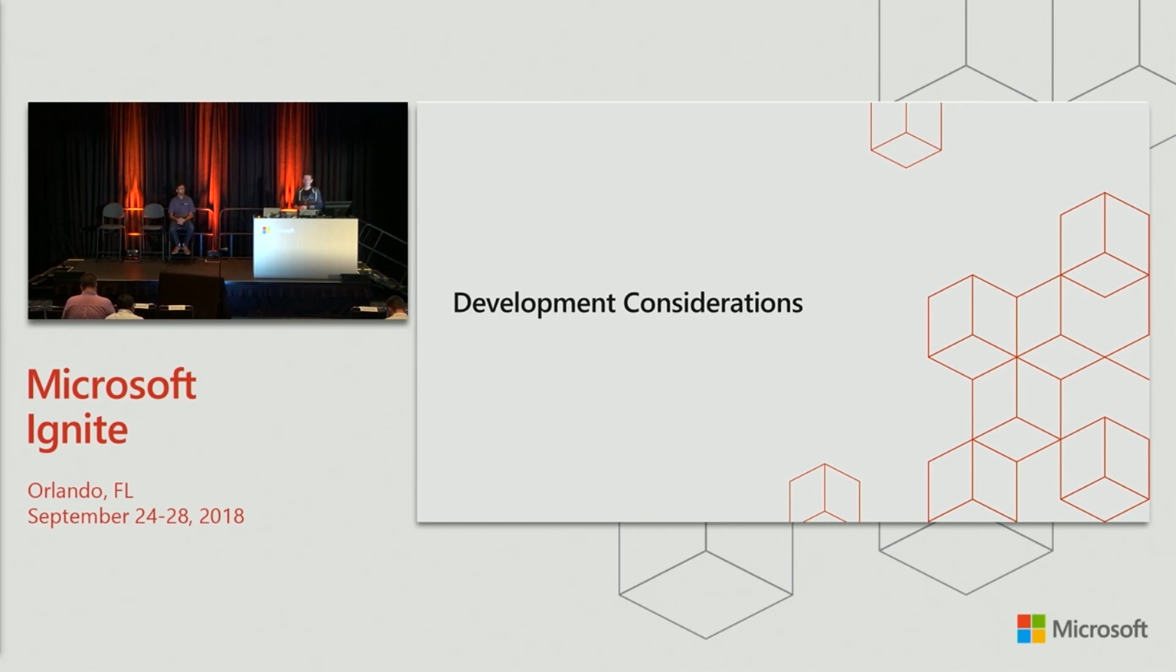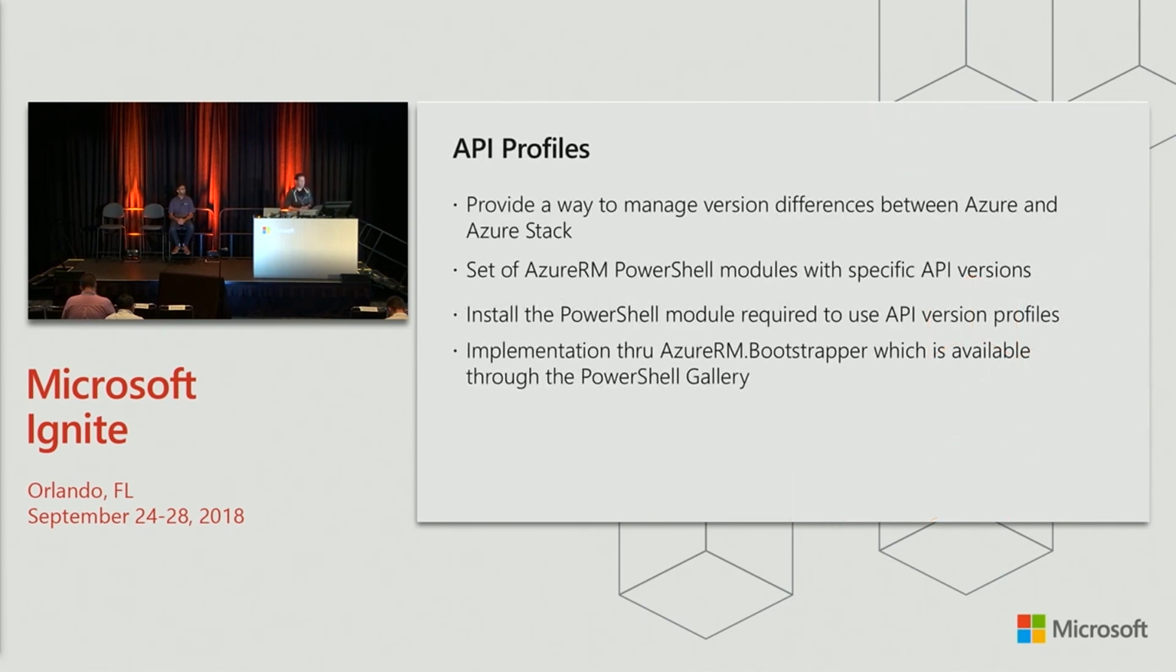When we introduced Azure Stack, we came up with the concept of API profiles. API profiles are basically an artifact to manage a version difference between Azure and Azure Stack and the other Azure clouds. API profiles are implemented in PowerShell, in CLI, in every SDK. In PowerShell, you issue a command, use -AzureRMProfile. You will specify the profile you want to use.